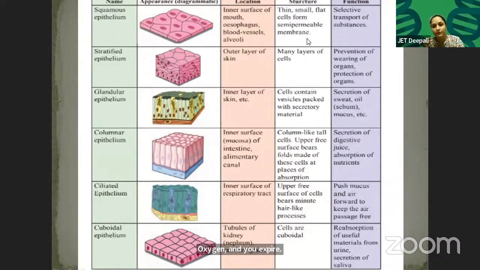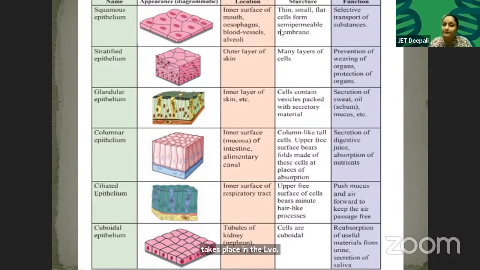Your blood carries carboxyhemoglobin, and carboxyhemoglobin is impure blood. It is sent to the lungs to convert it into oxyhemoglobin. So this transport of oxygen and carbon dioxide takes place in the alveoli, the functional unit of the lung.